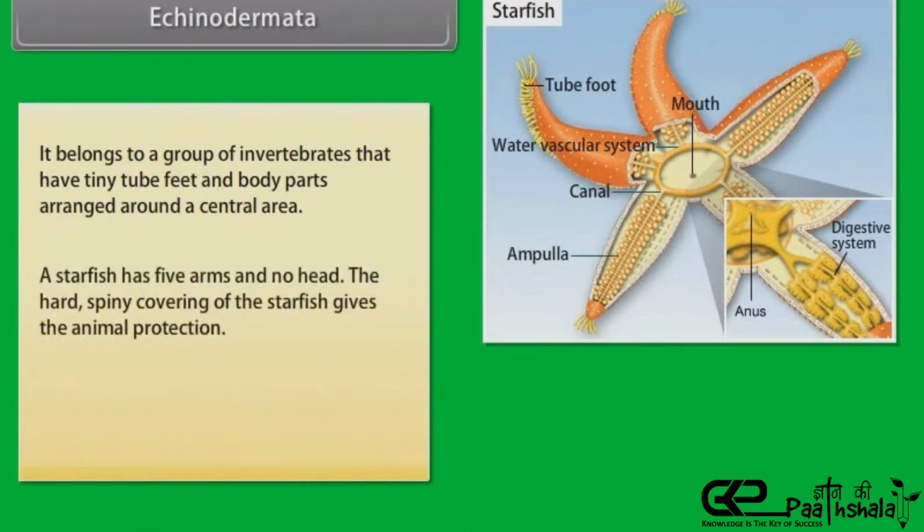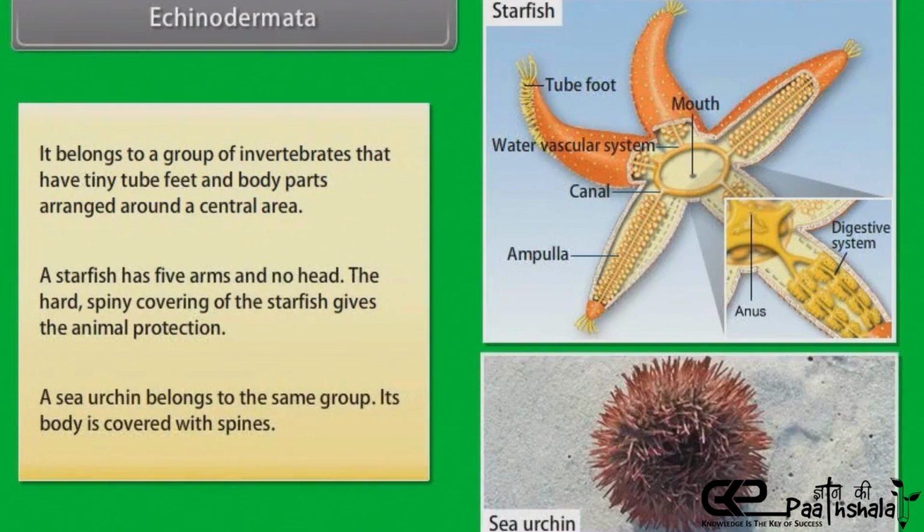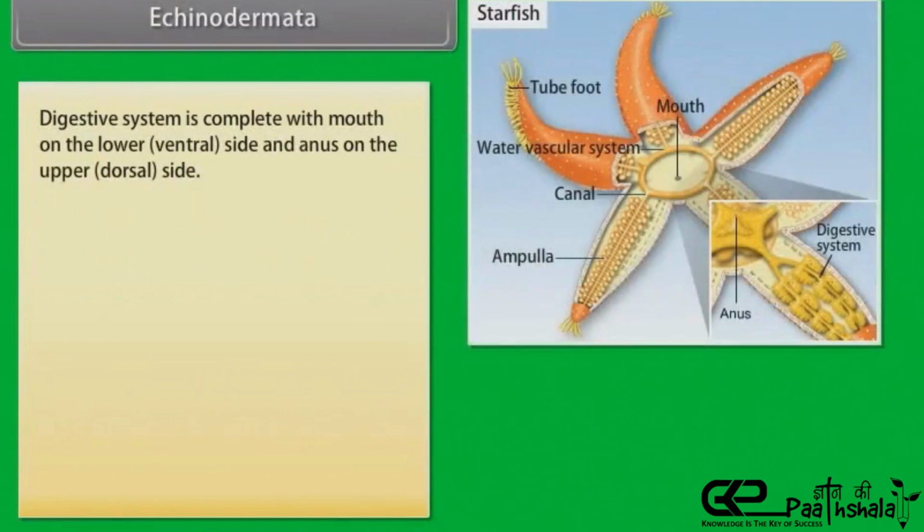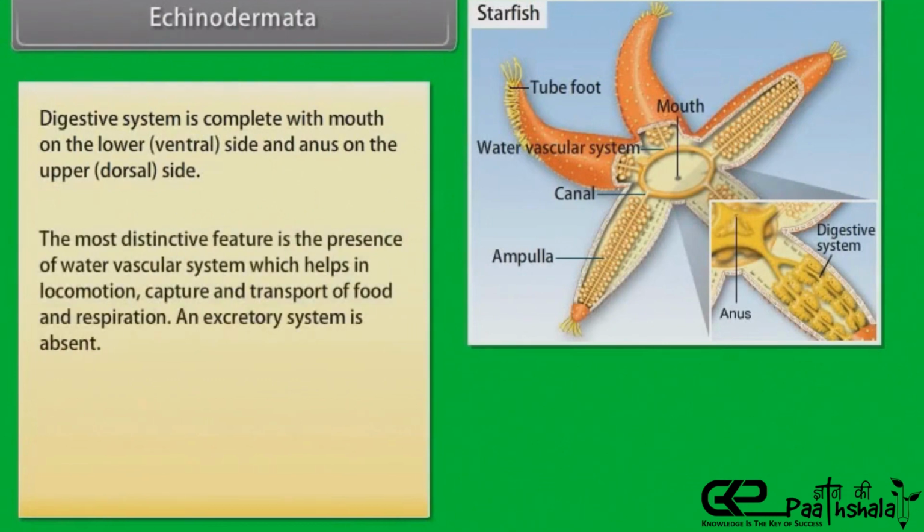A starfish has 5 arms and no head. The hard spiny covering of the starfish gives the animal protection. A sea urchin belongs to the same group. Its body is covered with spines. Digestive system is complete with mouth on the lower ventral side and anus on the upper dorsal side. The most distinctive feature is the presence of water vascular system, which helps in locomotion, capture and transport of food and respiration. An excretory system is absent.